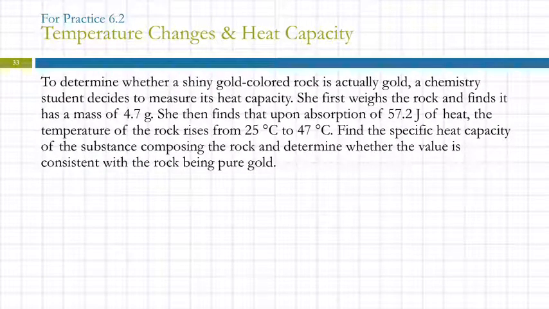So, how's that for a lot of words and a problem? Right. Well, let's just read the stupid thing. To determine whether a shiny gold-colored rock is actually gold, a chemistry student decides to measure its heat capacity. She first weighs the rock and finds it has a mass of 4.7 grams. She then finds that upon absorption of 57.2 joules of heat, the temperature of the rock rises from 25 degrees Celsius to 47 degrees Celsius. Find the specific heat capacity of the substance composing the rock and determine whether the value is consistent with the rock being pure gold.